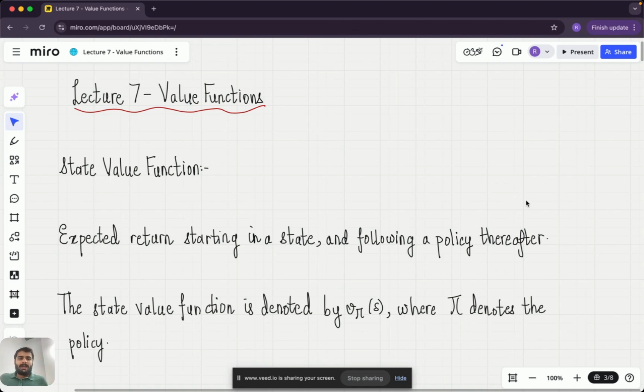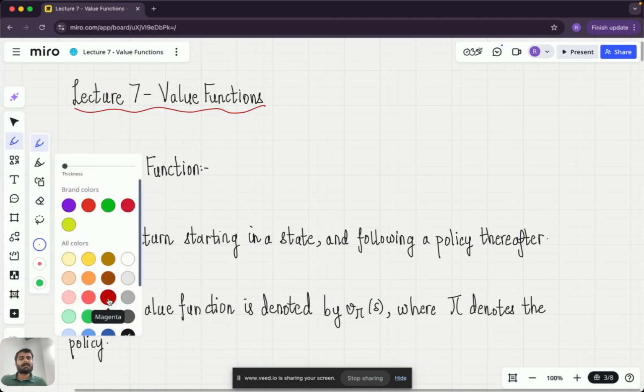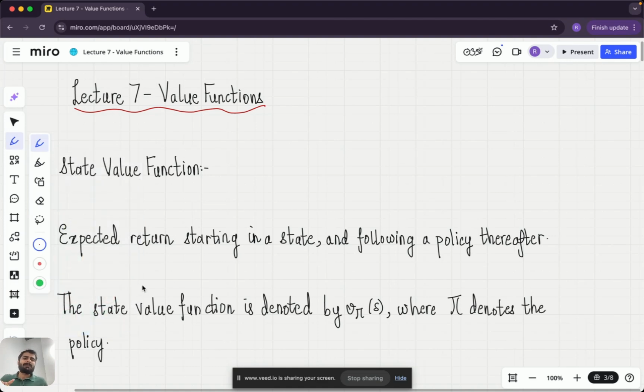And this is similar to the concept of expected return, which we looked at in the last lecture. Remember, we saw what is our expected return and how it is different from individual rewards. So let's look at a state value function.